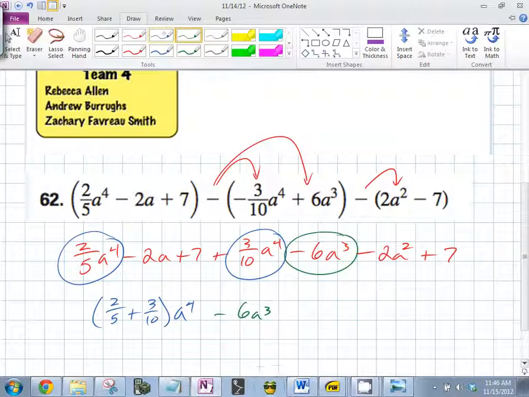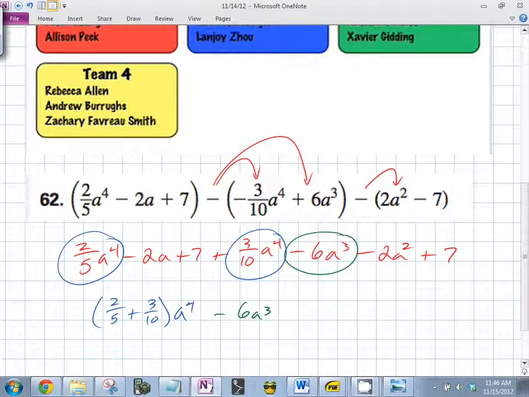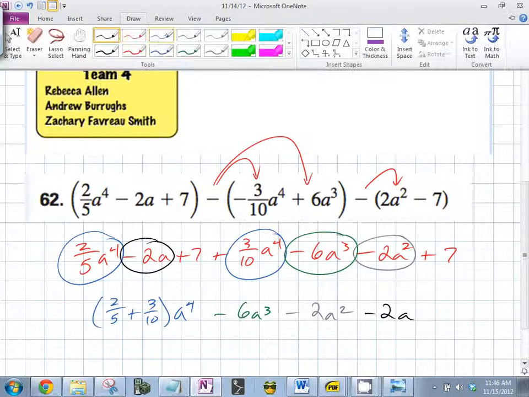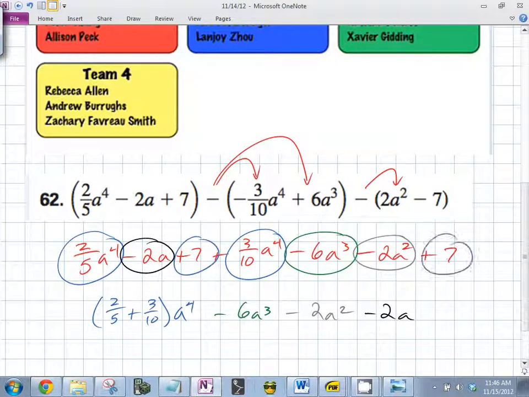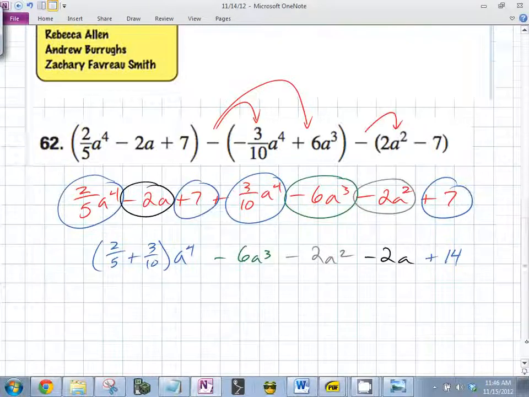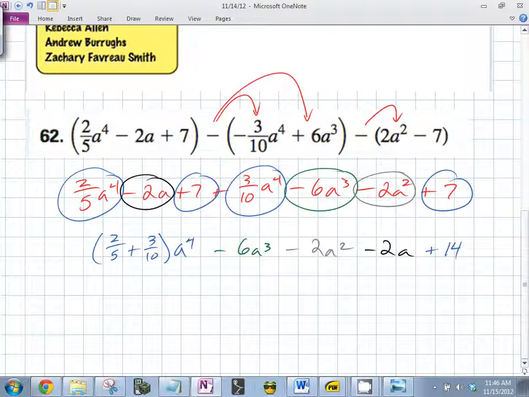Next, what do I do? Look for squares. Any squares? Minus 2a squared. And then I'm back to a right there. Are there any other a's? And then I have the last term. 7 and 7 is 14. So what's the only thing you have to do here to finish this? Simplify that fraction. So how many tenths is 2/5? That's 4/10. So you have 7 over 10.